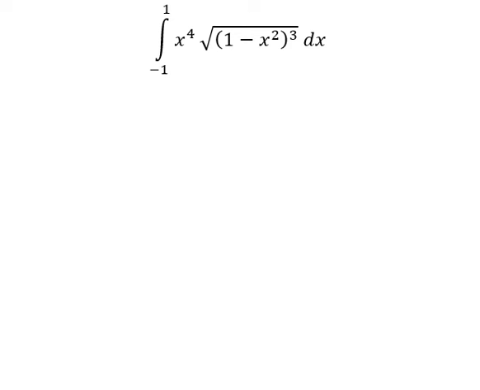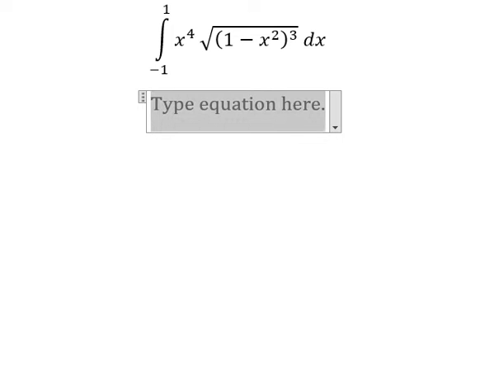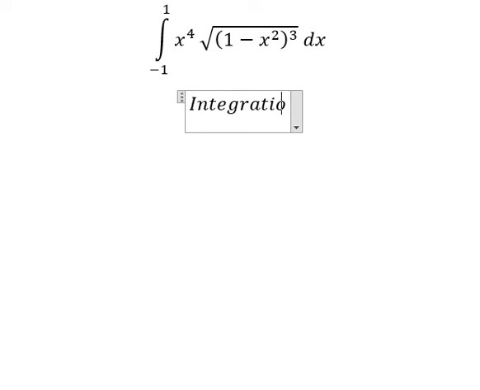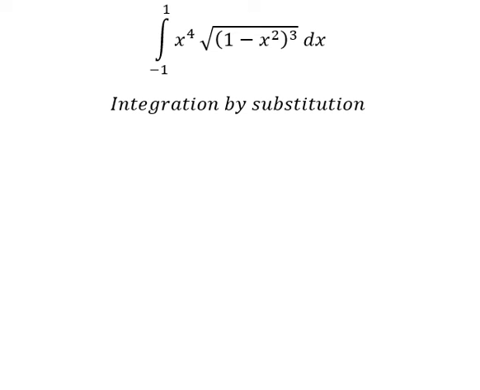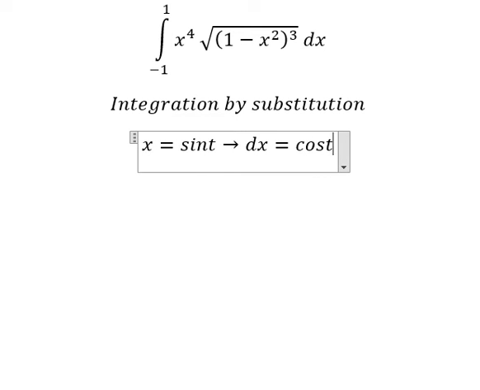We need to use integration by substitution. So I will put s equal to sine t. So we do the first derivative for both sides. So we have ds equal to cosine t dt.